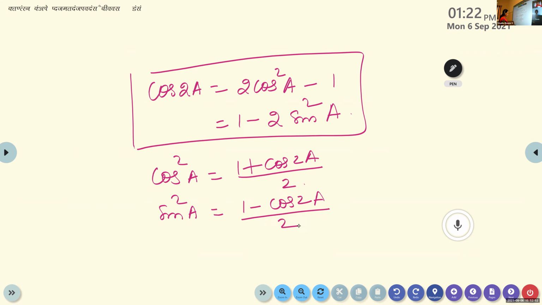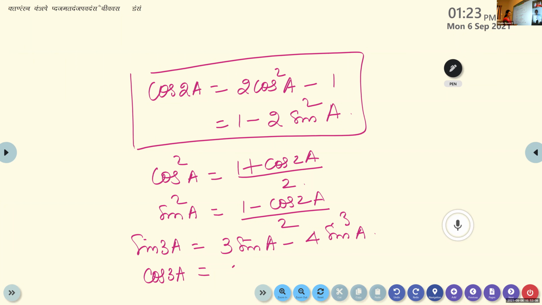And what about sin 3a? Sin 3a is 3 sin a minus 4 sin cube a. What is cos 3a? Cos 3a is 4 cos cube a minus 3 cos a. Learn all these formulas and come. We have to learn all the formulas we have learned in trigonometry. We need all these formulas.